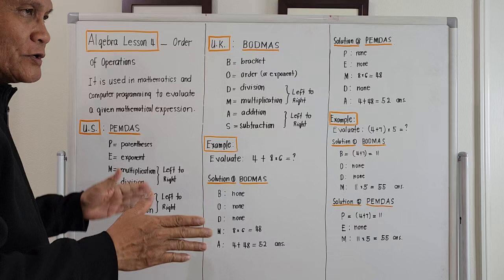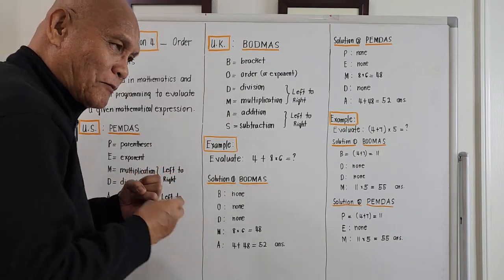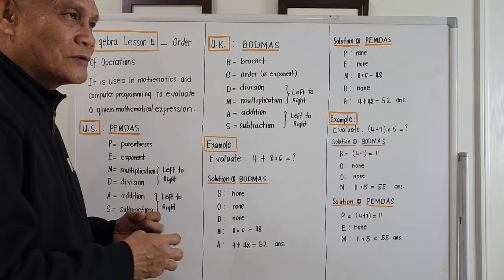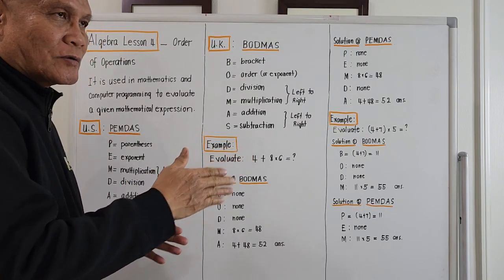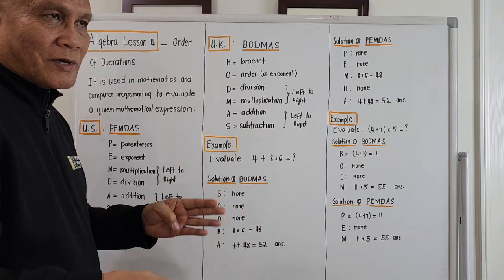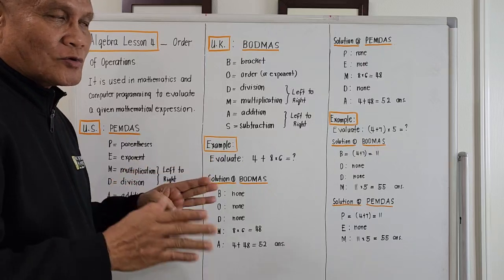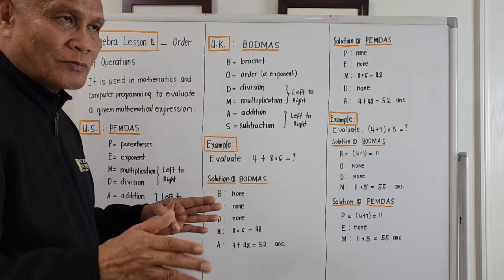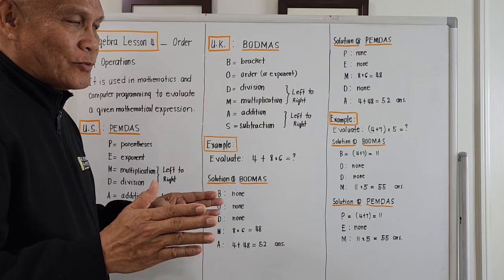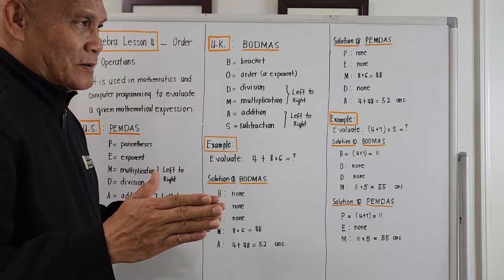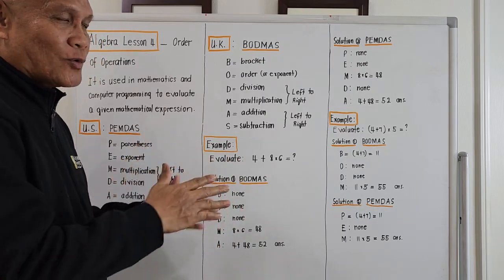The operations could be multiplication, division, addition, subtraction, raising to powers, or taking the roots. But for the meantime, we are only discussing four. The correct sequence should follow a rule. We cannot precede one operation over the other if that one is not the correct one.